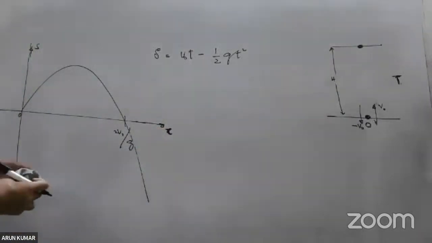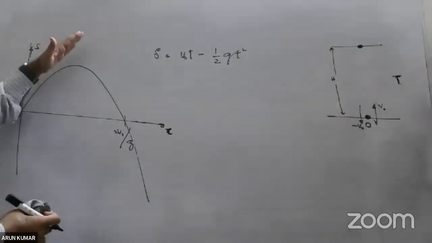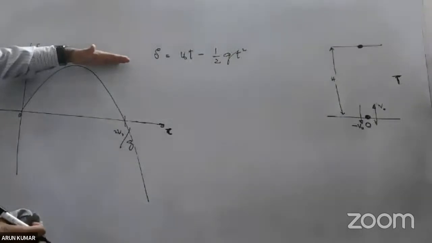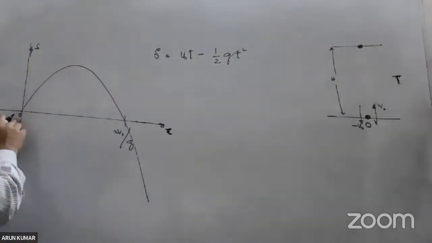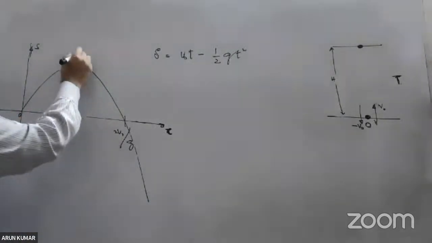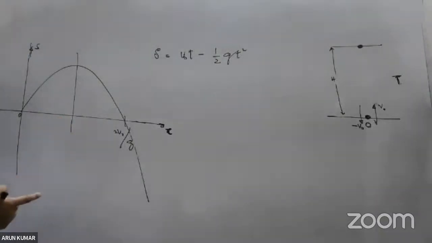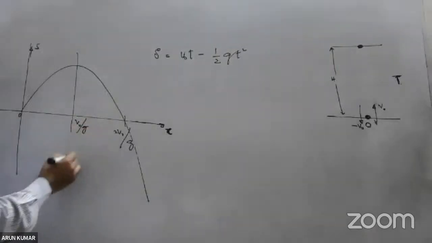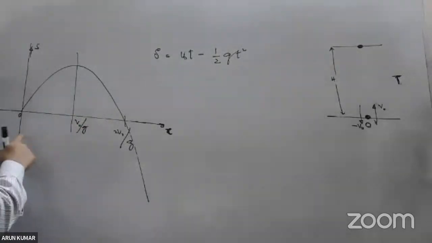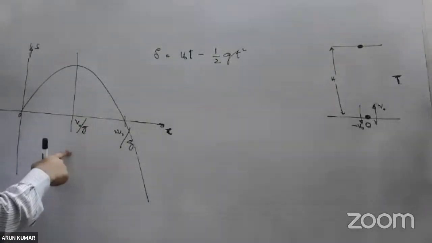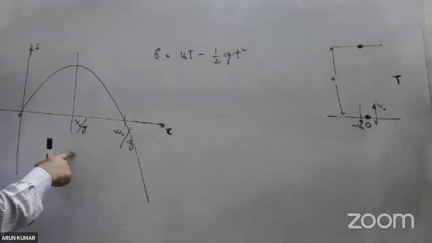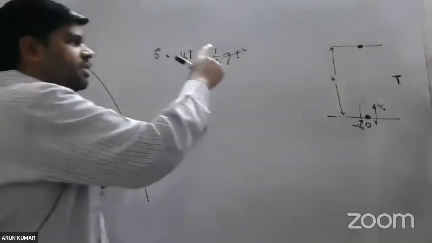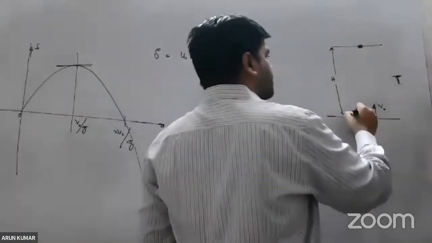Now look at this. What is happening? Slope is positive. As the particle is going up, slope is decreasing. Slope is becoming 0 at a certain point. At what point? Midpoint of these two roots, because it is a line symmetric function. Midpoint is 0 plus 2 v naught by g, divided by 2, which is v naught by g. At v naught by g the slope is becoming 0. That means the particle is coming to rest.